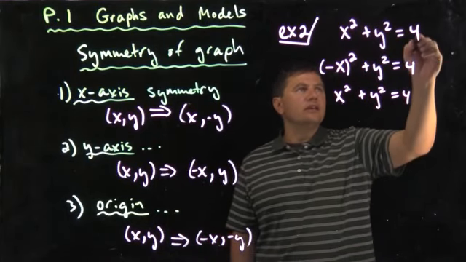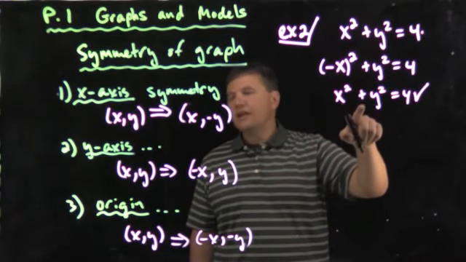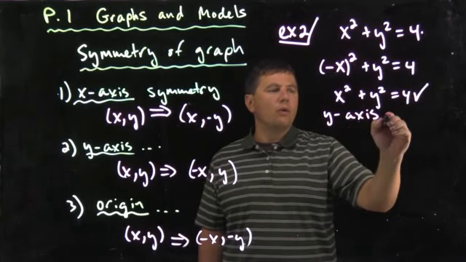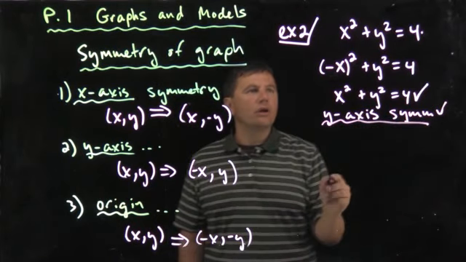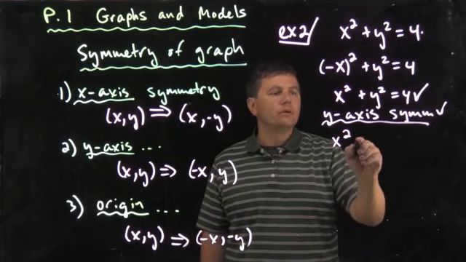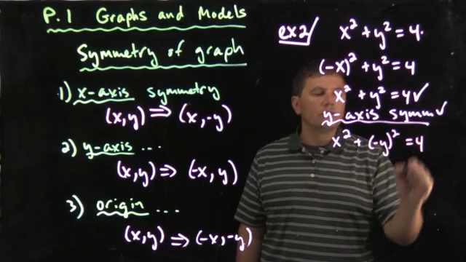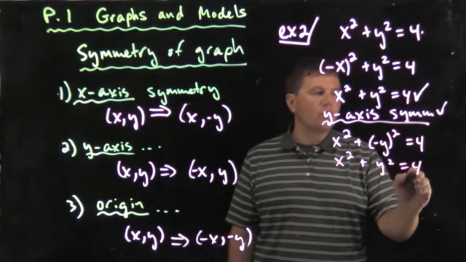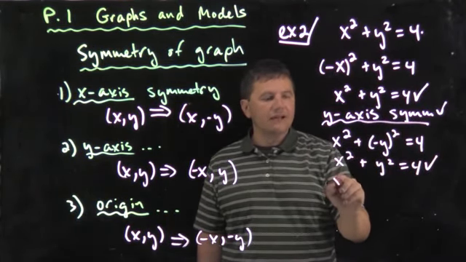So what we see is this is actually equal to this. So this is equal to this, that means that this is symmetric to the y-axis. Okay, so y-axis symmetry. Now we're going to plug in negative y. Everywhere I see a y, I'll plug in negative y. Of course I get x squared plus y squared is equal to 4. This is equal, so this is equal to that. So that means that we have x-axis symmetry.